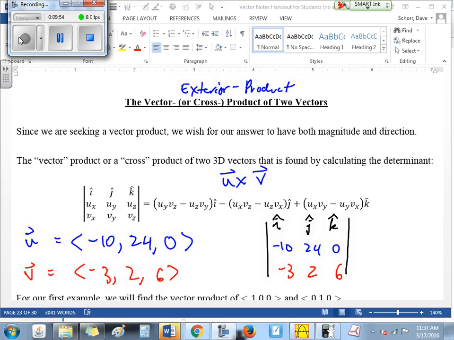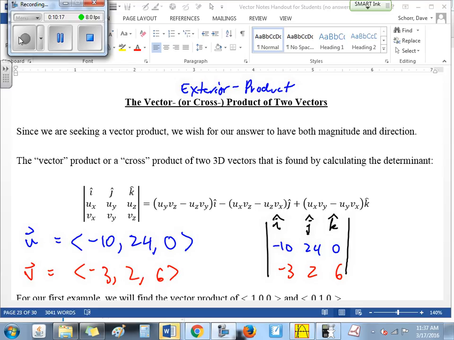Oh, you mean that IJK? Yes. I hat, J hat, K hat. Top row, always. Row 2 is your first vector. Row 3 is your second vector. Always. Okay, if you want to do V cross U, then you would actually put the negative 3, 2, 6 in row 2 and the negative 10, 24, 0 on the third row. And you get a different result, by the way. Okay, so anyway, that's how you set them up.